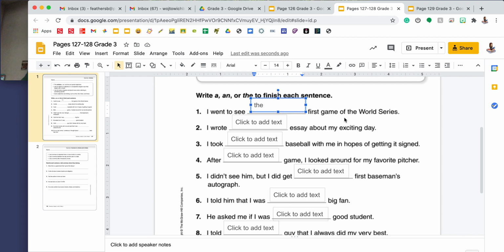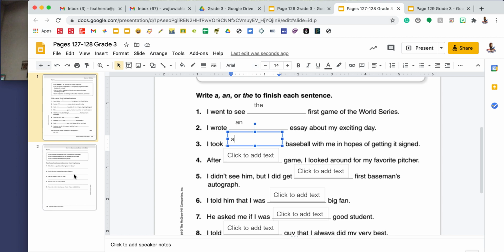Number 2 says, I wrote blank essay about my exciting day. Because I see essay starts with an E, which is a vowel, I need to use the word an. And number 3 says, I took blank baseball with me in hopes of getting it signed. Because it is a non-specific baseball, I use the word a. You will need to go through and finish 4 through 10.